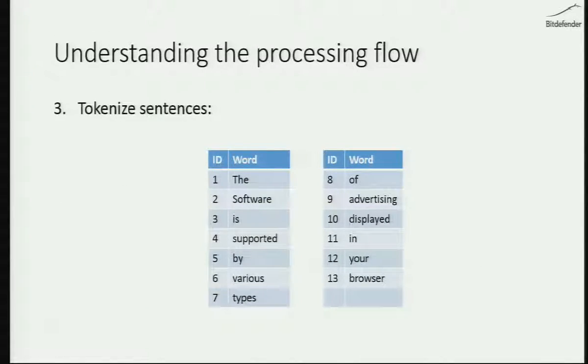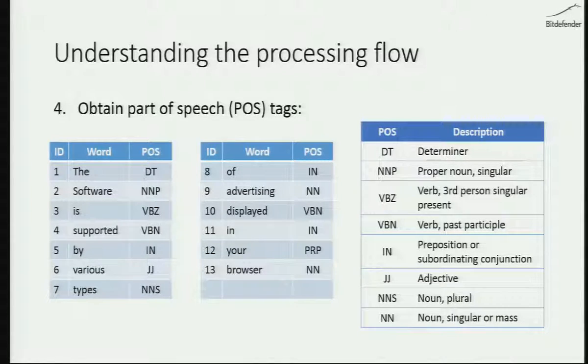Okay. So next we tokenize the sentences, and we obtain a list of words. And you have it here with every word with an ID. And we obtain the part of speech tags. That is present in the third column on each of the two tables, and on the right we have a table with a description for every part of speech. So, for example, for the word software, we know that it's a proper noun, singular, and for various, it's an adjective. This will help us in later steps.